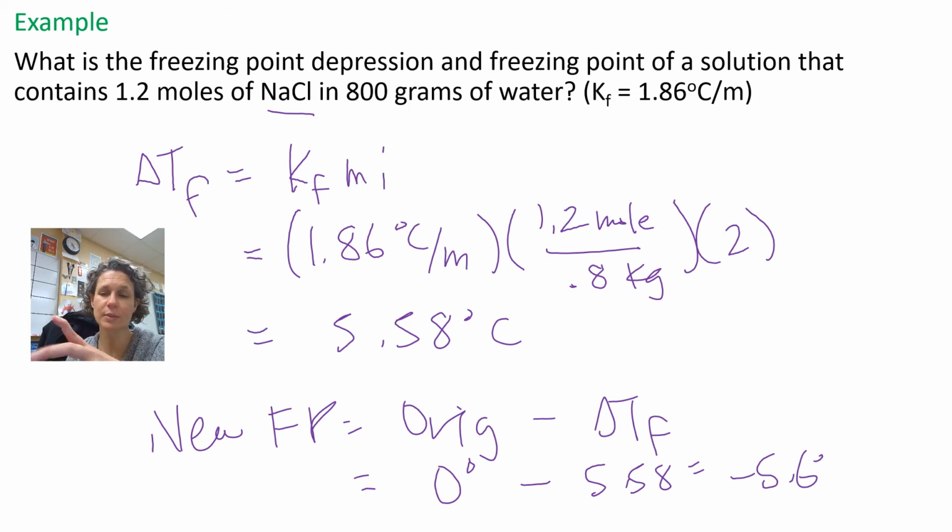Usually just enough to make the ice kind of slushy so you don't have as many sliding cars. So anyway, it is a calculated number that you can get using that formula.